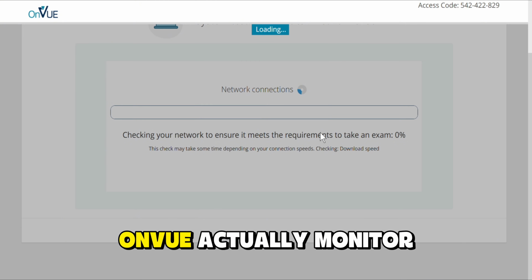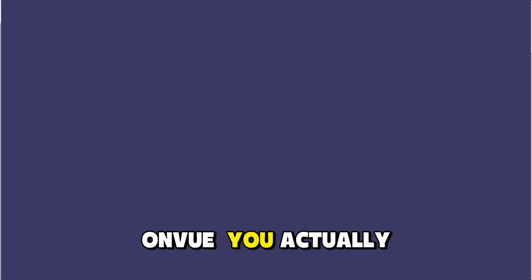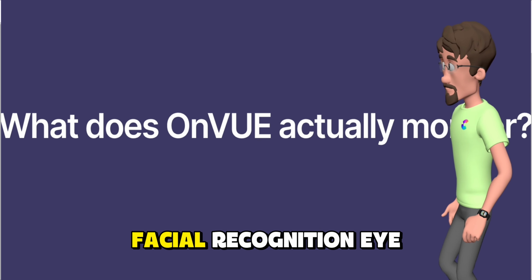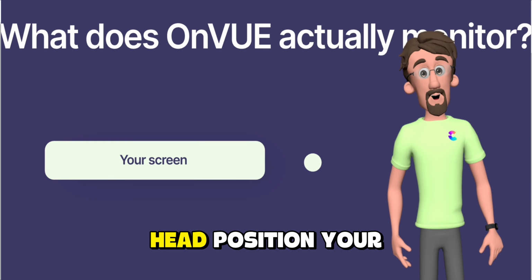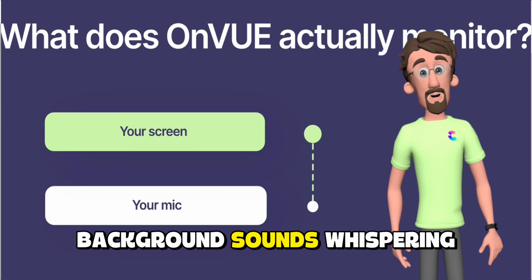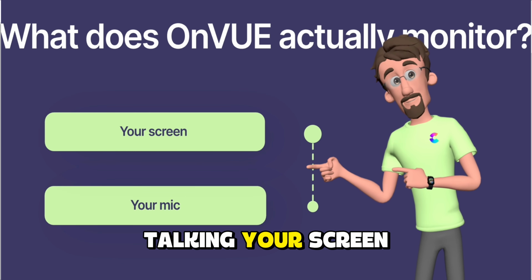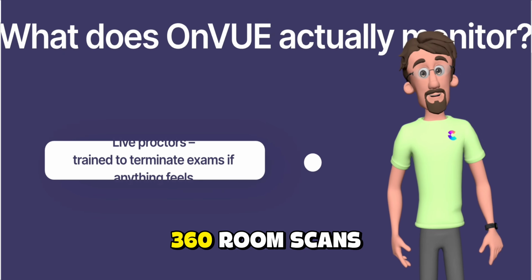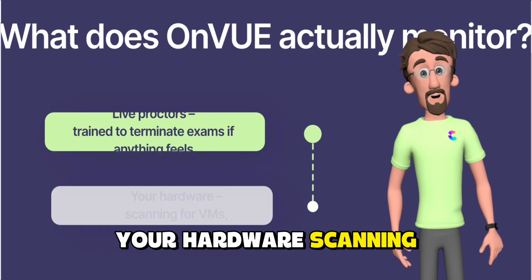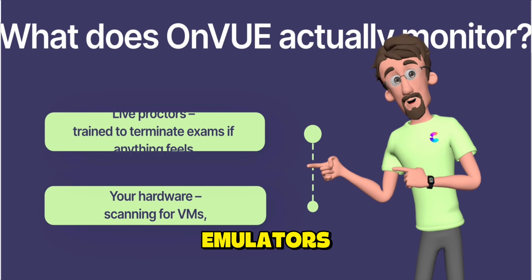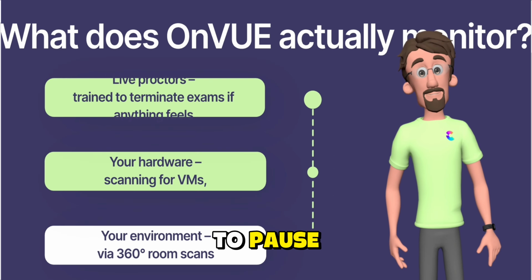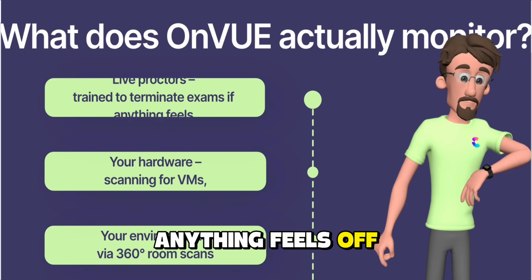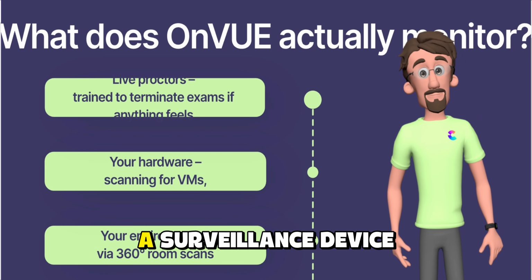So what does OnVUE actually monitor? Your webcam, facial recognition, eye movement, head position, your mic, background sounds, whispering, talking, your screen, full desktop view with activity logging, your environment via 360 room scans, your hardware scanning for VMs, software tools and emulators. Live proctors are trained to pause or terminate exams if anything feels off. Basically, it turns your PC into a surveillance device.